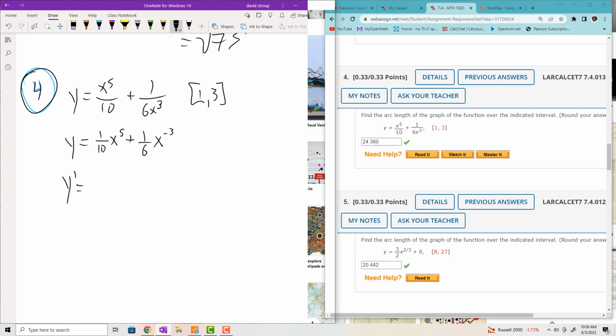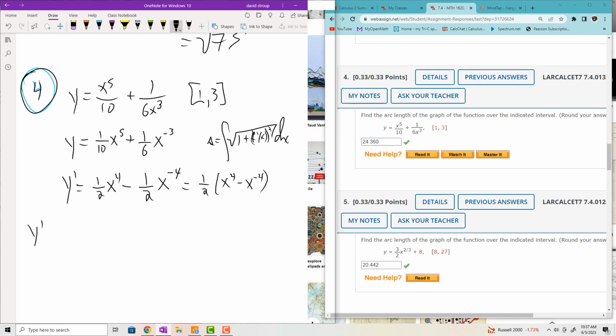It's just power rule. So bring down the 5, you get 5/10, same as 1/2, x to the 4th. And then bring down the -3, so that's going to give me a -1/2, x to the, subtracting 1, so you get -4. When we put it into our integral formula, so the arc length formula, square root of 1 plus f prime of x squared dx, we need this derivative squared. We might as well go ahead and do that. Let's factor it a little bit to make that a little easier as well.